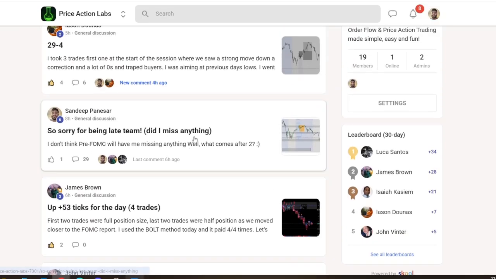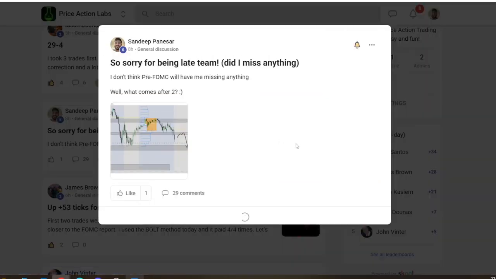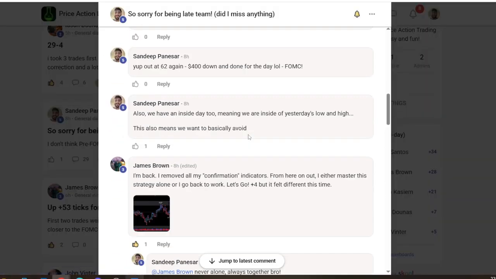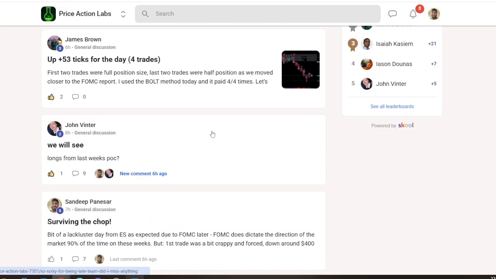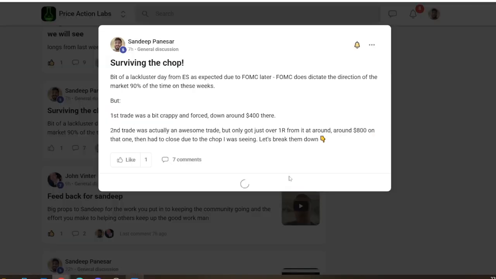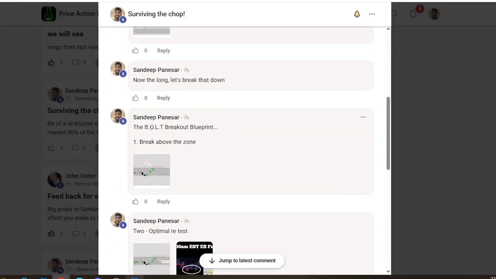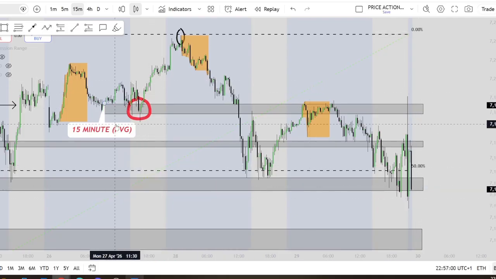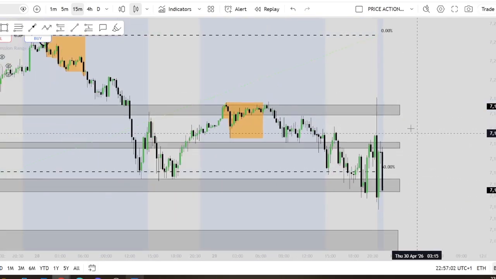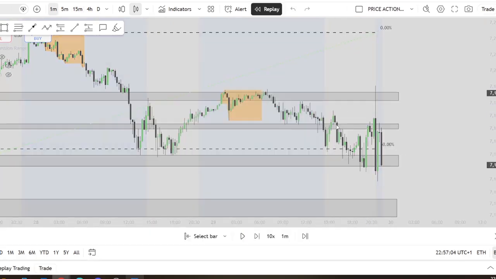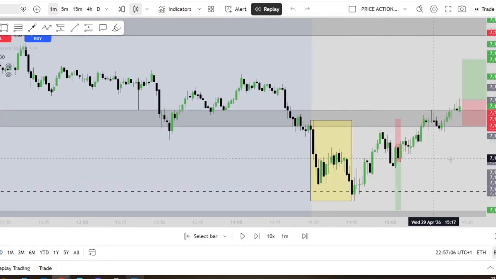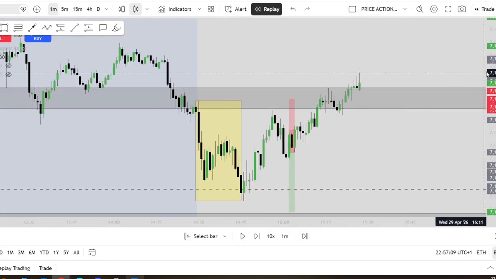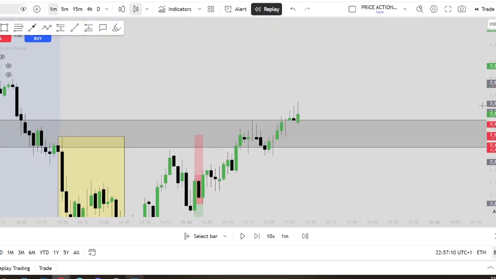Okay, I definitely made one. So yeah, this one. What we're looking for is the Bolt Breakout Blueprint. Let me break down today's trade. And also the biggest lesson is, you don't want to ignore today's trade or today's level. And I'll show you why at the end.